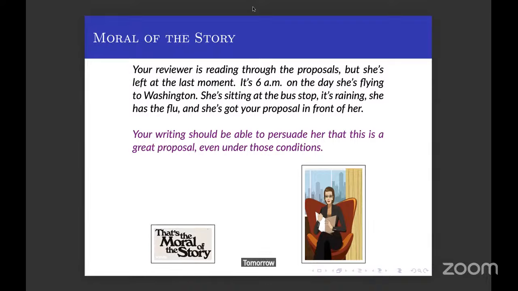Tomorrow we have research proposals for extramural grants by the same sir. If you have any questions, please post the questions in the chat box.